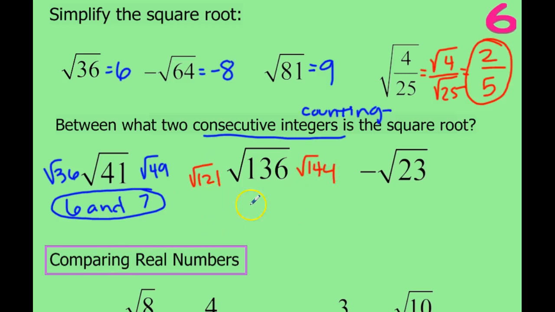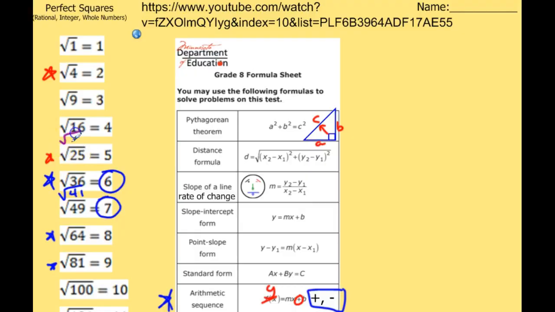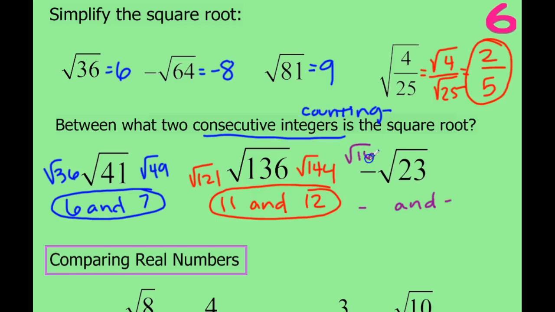Which, if you look next to it, is really between 11 and 12. Last, I know this one's going to be between two negative numbers, because it's negative 23. It is between 4 and 5. If you want to write square root of 16 and the square root of 25 first, you can do that. Some of you can just jump to the final step. That's okay too.